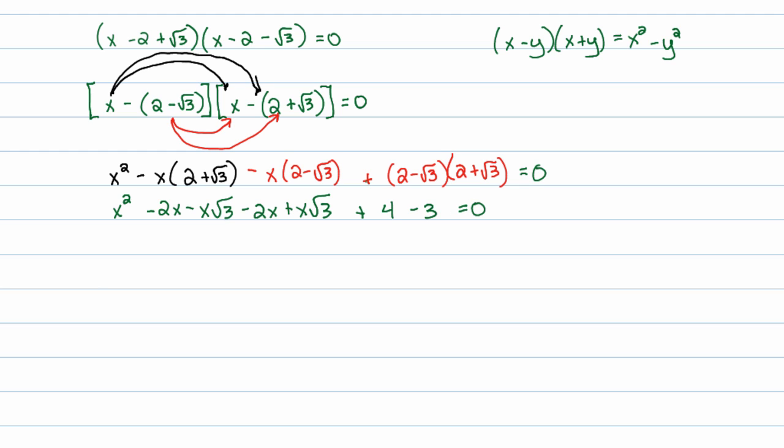So it is a little bit faster if you can see the pattern. And like I said, the positive x root 3 will cancel with the negative x root 3. And you combine like terms and you get x squared minus 4x plus 1 is equal to 0. Same answer. So it's just a neat way to approach this problem. Anyhow, that's it for the advanced topics for radical expressions.